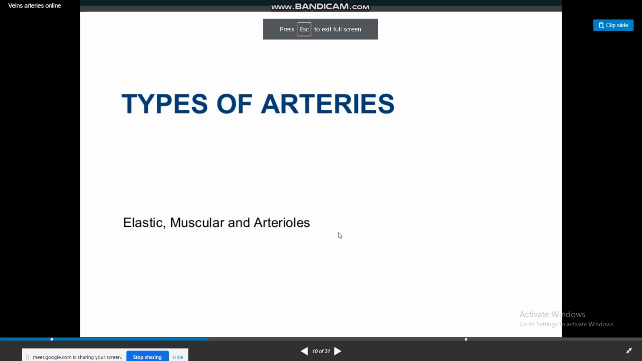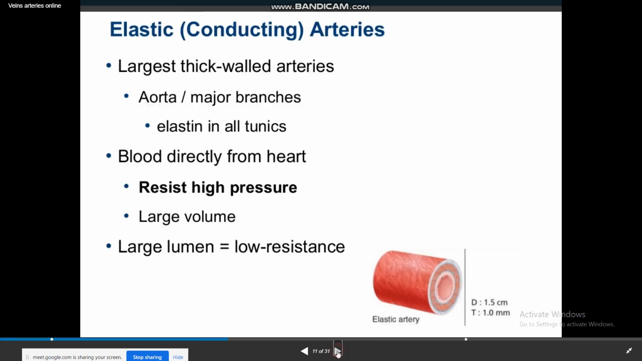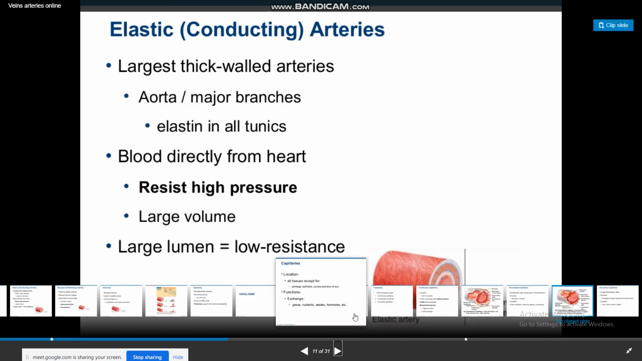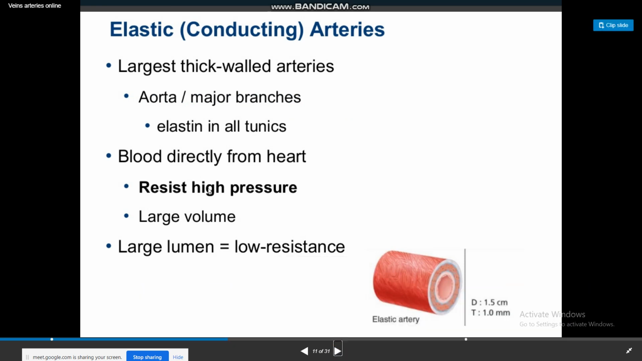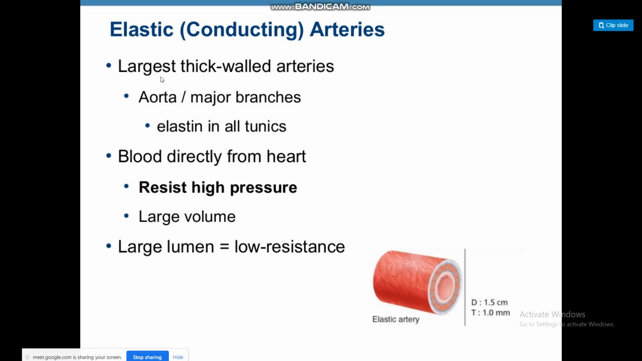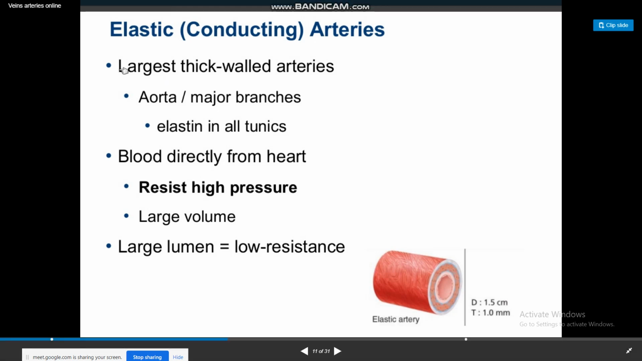So now coming to the types of artery. In this case, the first one is the elastic or conducting arteries. These are the largest, thick-walled arteries. Elastic means, from the word itself, you can assume the structure of this type of artery: it is the largest among all and thick-walled. These include the aorta and the major branches of the artery.